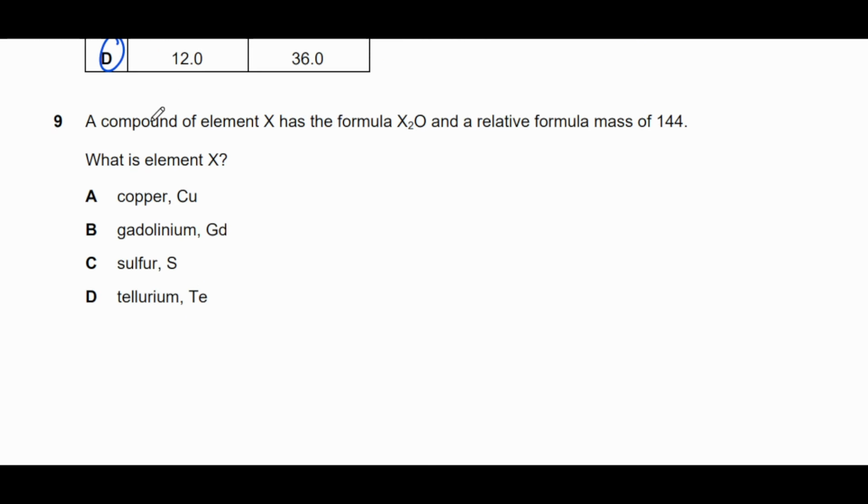A compound of element X has a formula X2O and a relative formula mass of 144. What is element X? So this one you just need to use the periodic table. So X2O equals 144. Okay, so X2 must be 144 minus 16, which is 128. So X2 equals 128. So therefore your X must equal 64. So which element has a mass of 64? Copper.